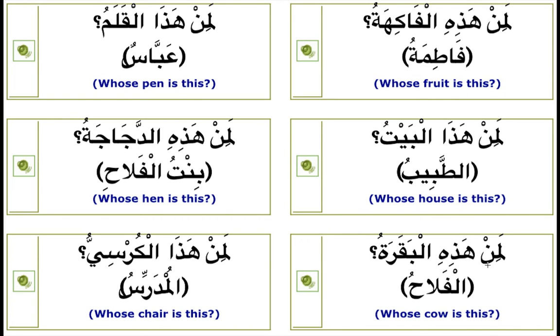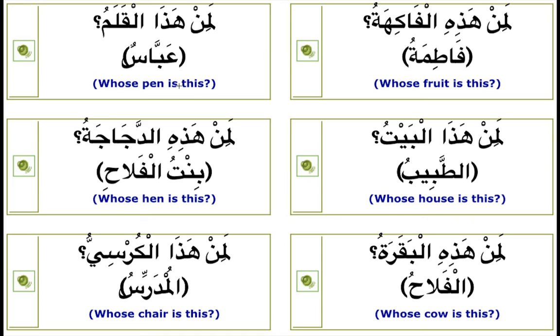So again here let's do some more practice inshallah. Liman hadihil baqaratu. Baqaratu means cow. So whose cow is this? So we say al-fallah. Al-fallah is a farmer. So we say hadihil baqaratu, this cow. Then we need more. So we say what is the khabar for this cow? This cow belongs to lil fallah. Say lil fallah.